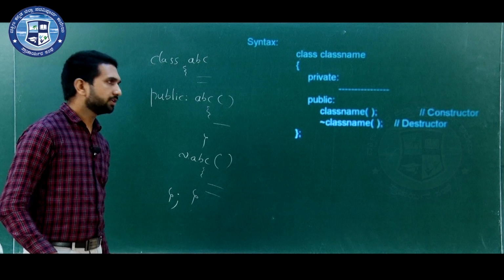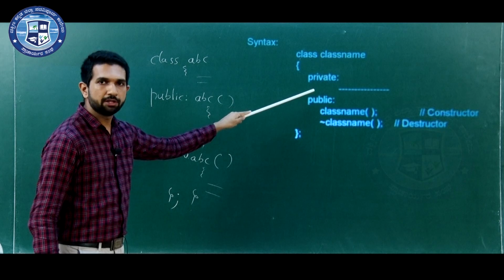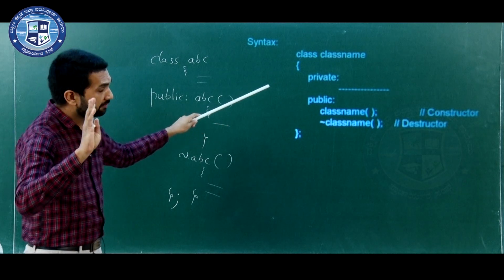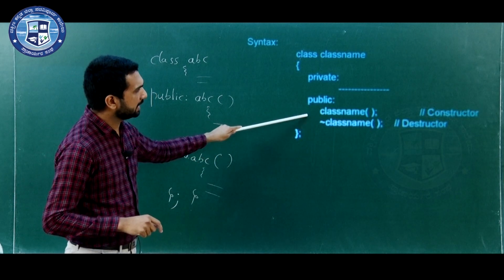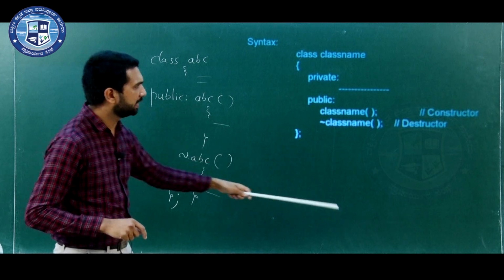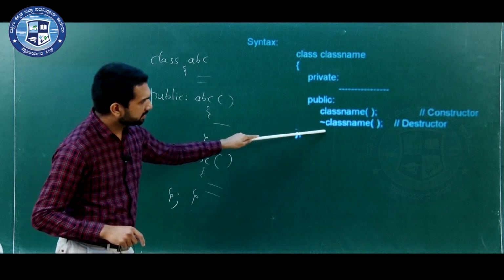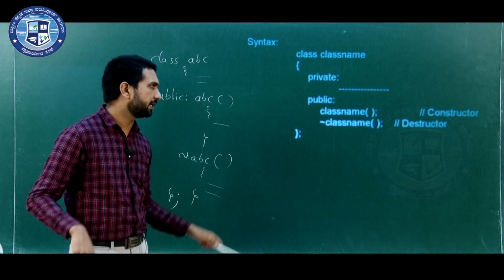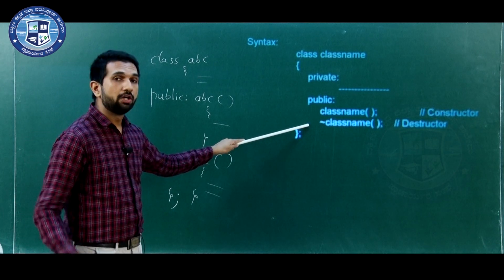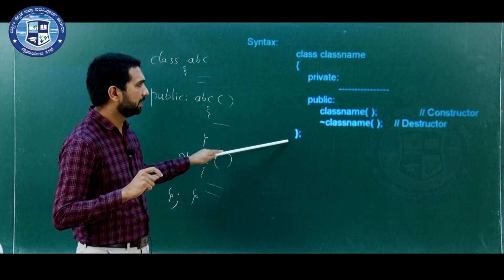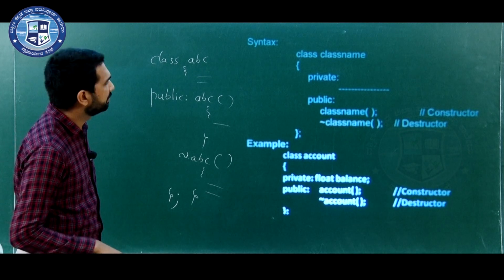Then syntax of a destructor we will see. Class name, private section, nothing we are writing. That means it should be defined always in public section. So in private, any data members you can have. In public section, class name, open bracket, close bracket, semicolon, it indicates one constructor. This is the syntax for constructor. Similarly, same syntax but preceded by tilde symbol, it indicates a destructor. So always destructor should have one prefix, that is tilde symbol, then closing brace and semicolon indicates end of class definition.